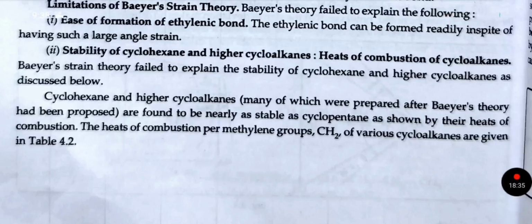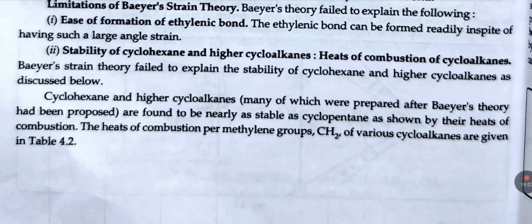Limitations of Baeyer strain theory. Baeyer strain theory failed to explain the following. First, ease of formation of the ethylenic bond. The ethylenic bond can be formed readily in spite of having such a large angle strain. Second, stability of cyclohexane and higher cycloalkanes. Heat of combustion of cycloalkanes. Baeyer strain theory failed to explain the stability of cyclohexane and higher cycloalkanes, as discussed below.